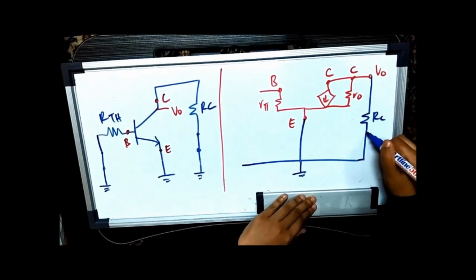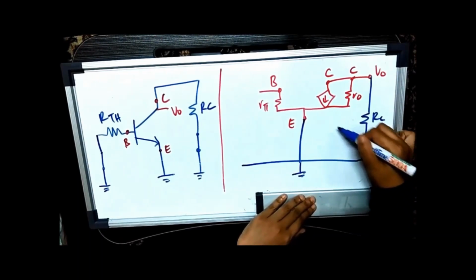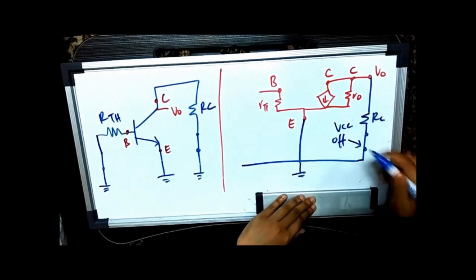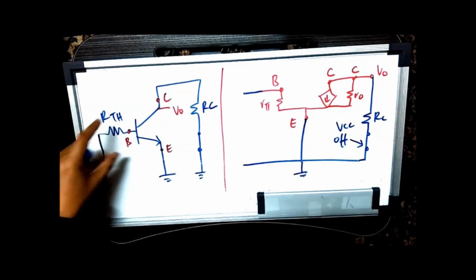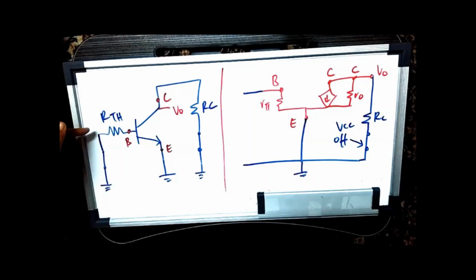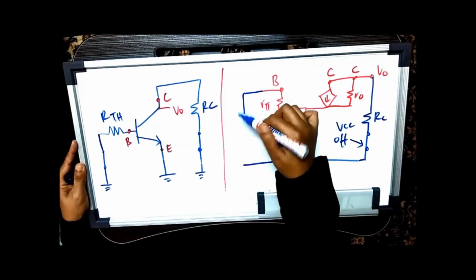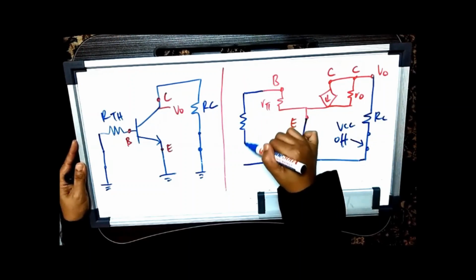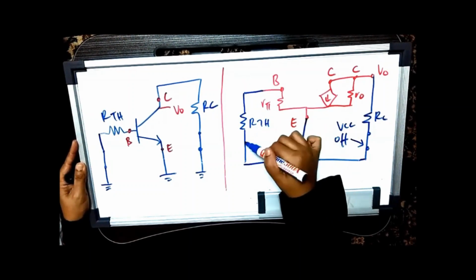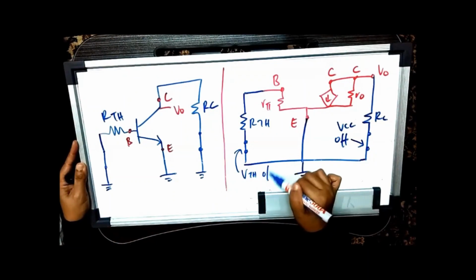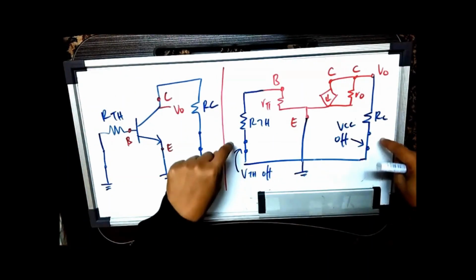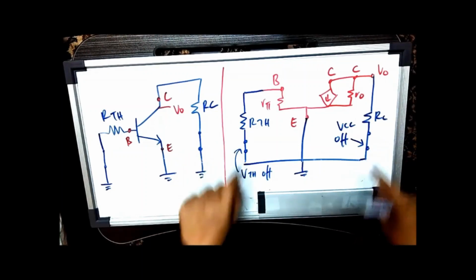And this is your VCC off. Next is your base. Although your RTH is horizontal, because it is directly connected to ground, you can directly make it vertical like this, just like your RC. And this is your VTH off. So your DC supplies are off during AC analysis.